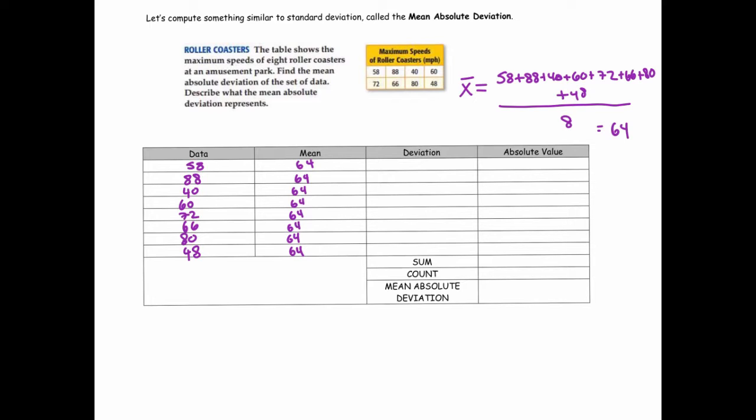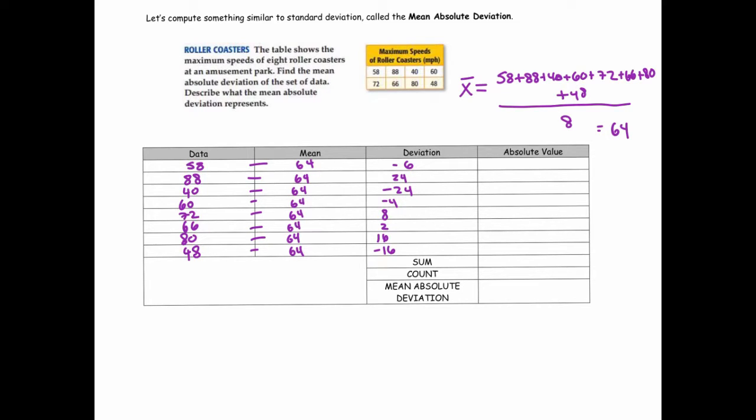Okay, so I've got my data, I've got my mean. Now I'm trying to calculate an average distance that the values are from the mean. So we're first going to find what's called the deviations. So the deviation is nothing more than the data value minus the mean, and it includes sign. So 58 minus 64 gives you -6. So I'll even put the minus here just to remind us the direction we're going in. 88 minus 64 is 24. 40 minus 64 is -24. 60 minus 64 is -4. The next one gives me an 8. I get a 2, 16, and -16. So those are the deviations.